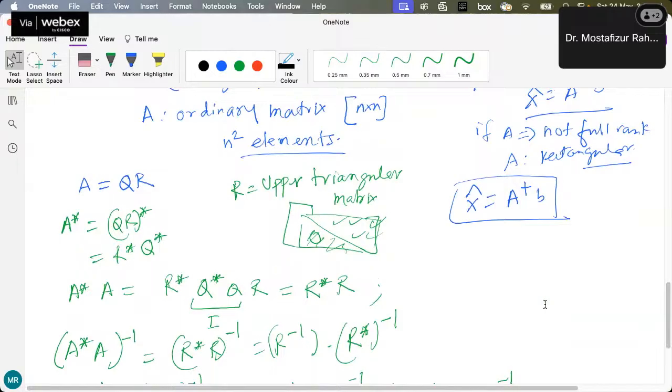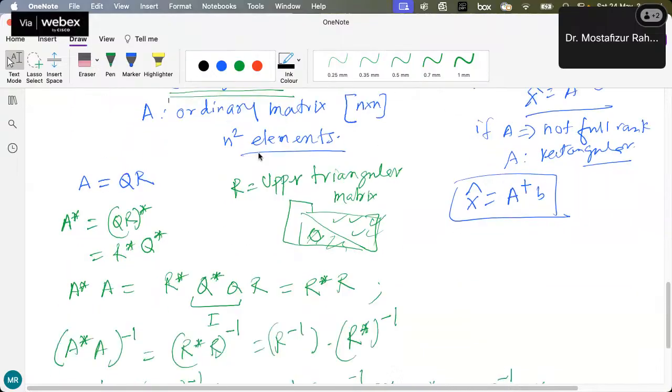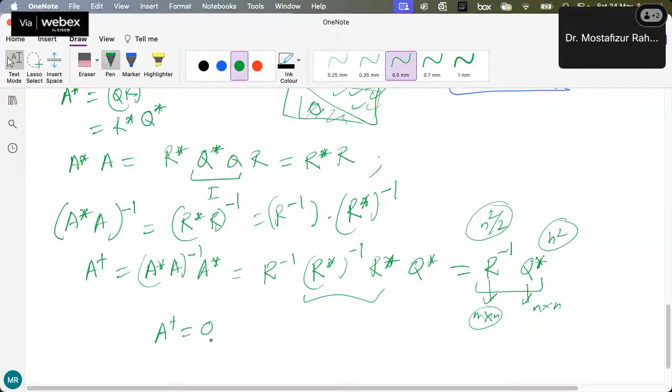Now you see, earlier three matrices I had to multiply, and individually they have n square elements. Now I am left with only two matrices, where Q star is an n cross n matrix, and R inverse is also n cross n, but how many non-zero elements are here? Almost half. So there are roughly n square by 2 non-zero elements, and I just need to multiply two matrices to compute A dagger. So this is the method. This is the method used in MATLAB to compute the matrix inversion problem using the least square estimation.